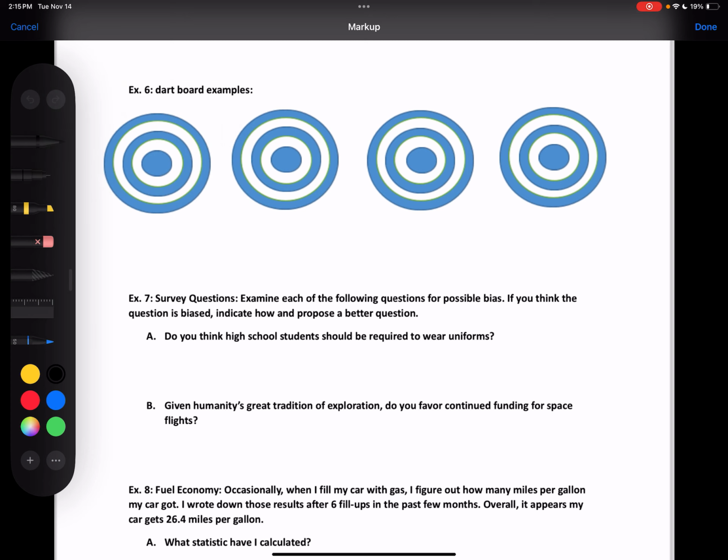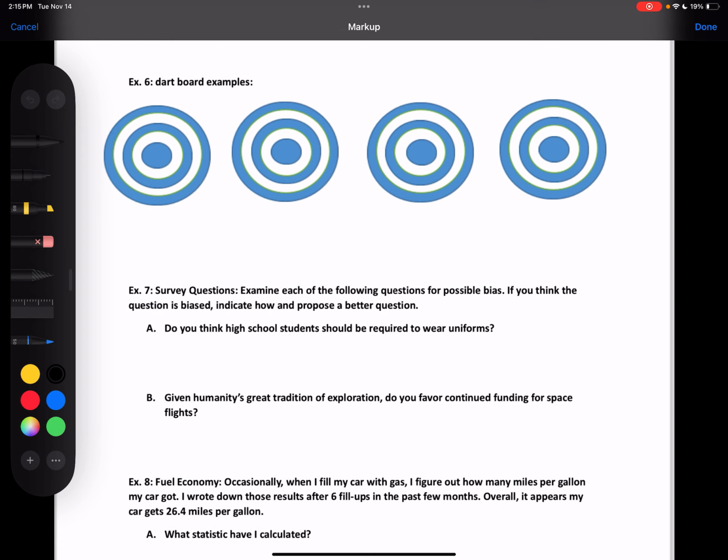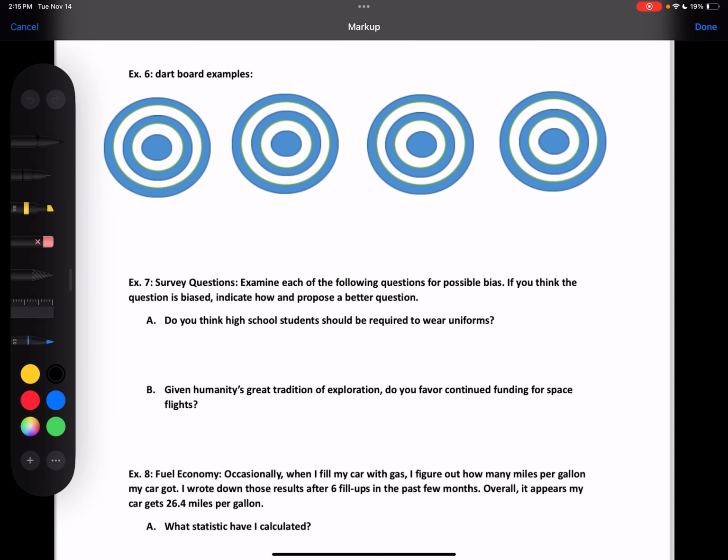All right, dartboard examples. You're probably like, what in the world are we doing? I'm going to draw dots on there, and then we're going to label what they are. Alrighty. So, do we need to draw the dart and the dots? Well, yes. You need to draw the dot.